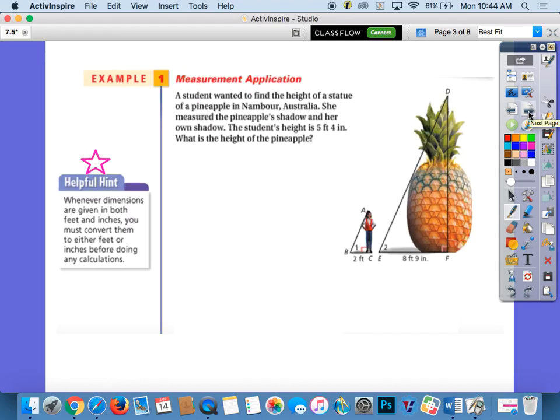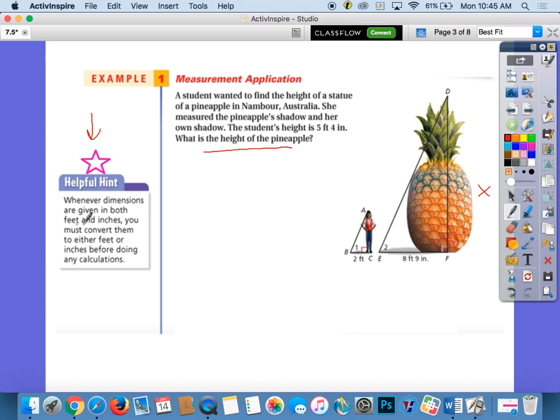So the first thing we're going to do is use an indirect measurement in order to find the height of this pineapple. Okay, so we'll call this x. Now, I want you to go ahead and get this down. This is going to come into play for some of your homework for this example and for some problems that you might see on your assessment.